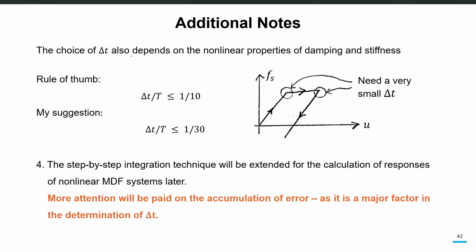So the choice of delta t also depends on the nonlinear properties, as I said in the last slide. For example, if you have sudden changes of stiffness at certain points of the Fs and u relationship of a nonlinear system, then you should have a very small delta t to capture these changes in the stiffness. A rule of thumb is that delta t over capital T, which is the time period of the structure, should be less than 1 over 10. But my suggestion would be that if you keep it less than 1 over 30, then you can capture the response more accurately.